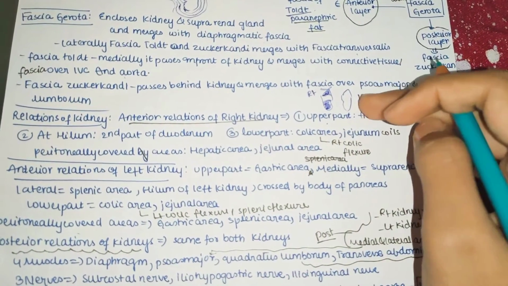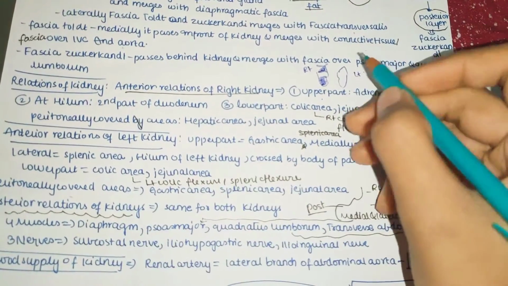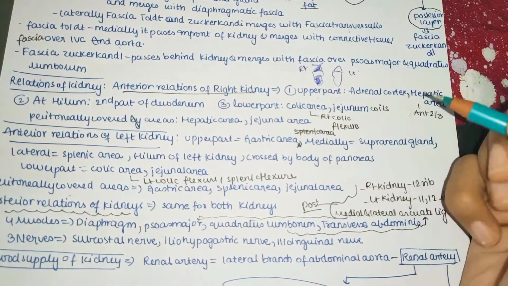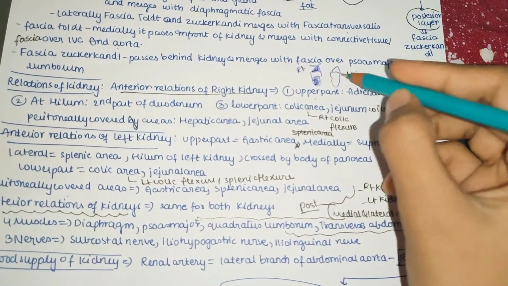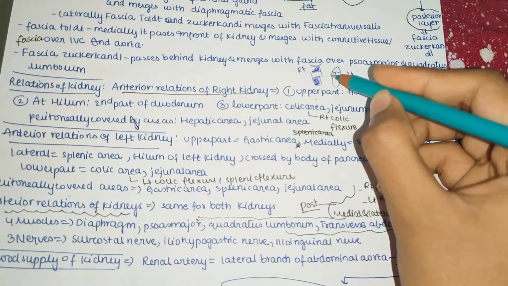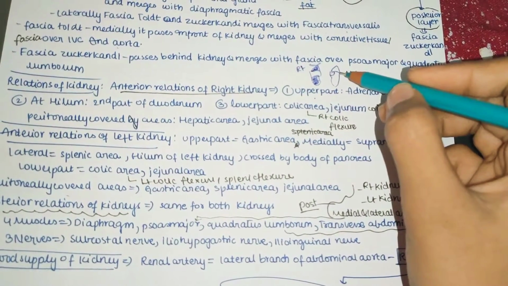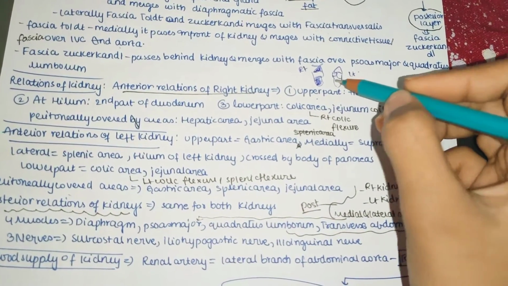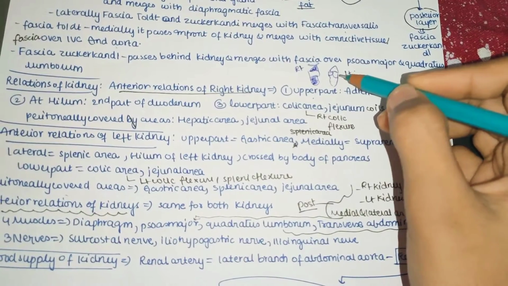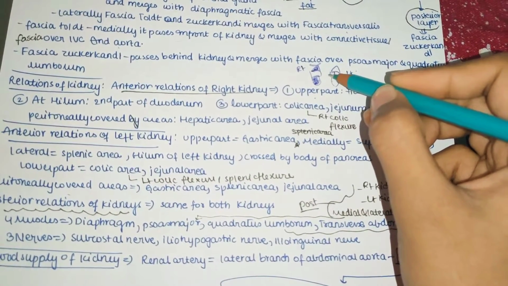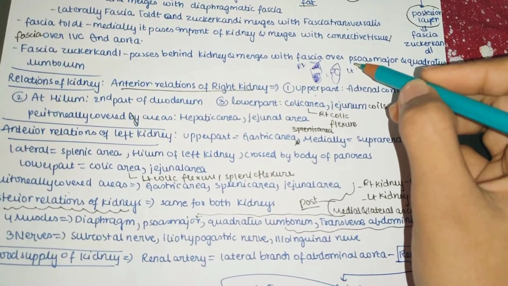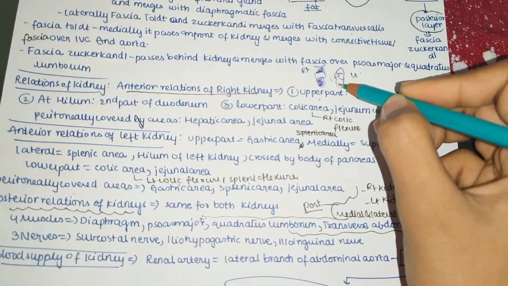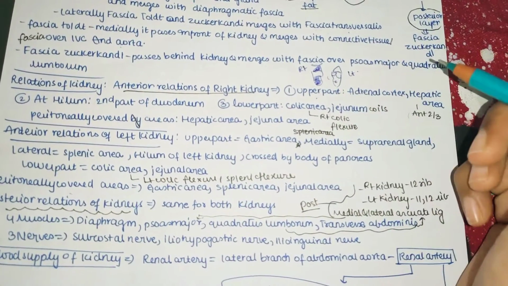Now let us see the anterior relations of the left kidney. The upper part is related to the gastric area, because on the left side you have the stomach, and medially it is related to the suprarenal gland here. Laterally it is related to the splenic area, because the spleen is present on the left side. At the hilum of the left kidney, it is crossed by the body of the pancreas. The lower part is related to the colic area, that is the left colic flexure, also called the splenic flexure, and also to the jejunal area.